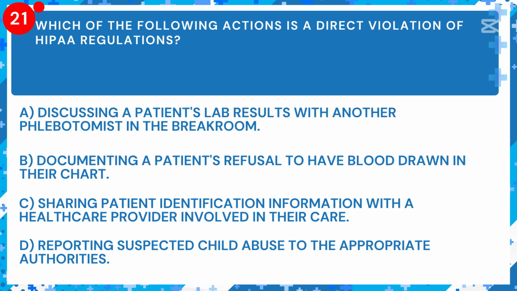Question 21. Which of the following actions is a direct violation of HIPAA regulations? A. Discussing a patient's lab results with another phlebotomist in the break room. B. Documenting a patient's refusal to have blood drawn in their chart. C. Sharing patient identification information with a healthcare provider involved in their care. D. Reporting suspected child abuse to the appropriate authorities.